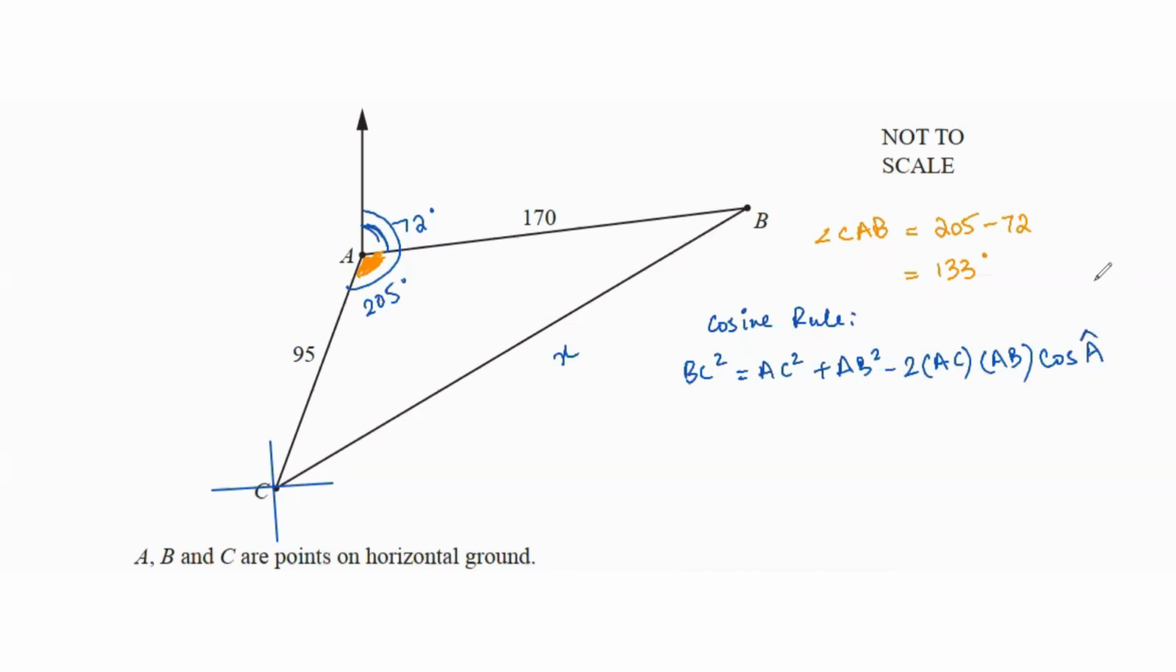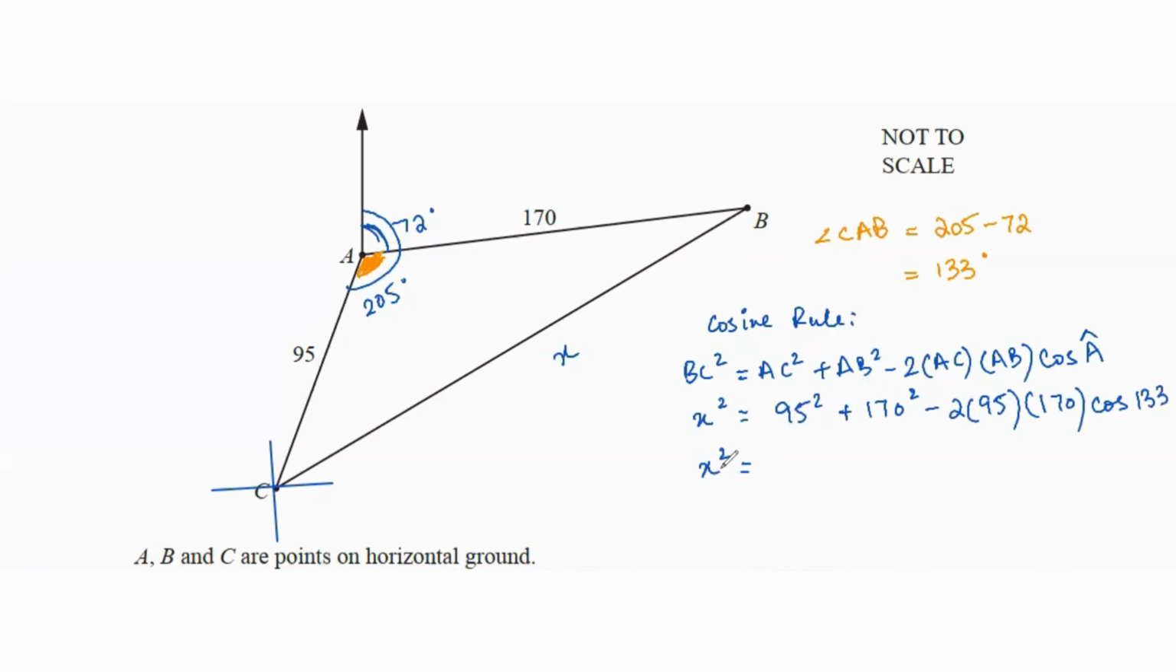Now, the reason why this is our formula is because the missing length is BC. So since the missing length is BC, that means the angle we're going to use is the one that's opposite to BC, which is angle A. Hence, BC square equals AC square plus AB square minus 2 times AC times AB times cos of A. So x square, since I assume that BC is x, equals 95 square plus 170 square minus 2 times 95 times 170 times cos of 133.